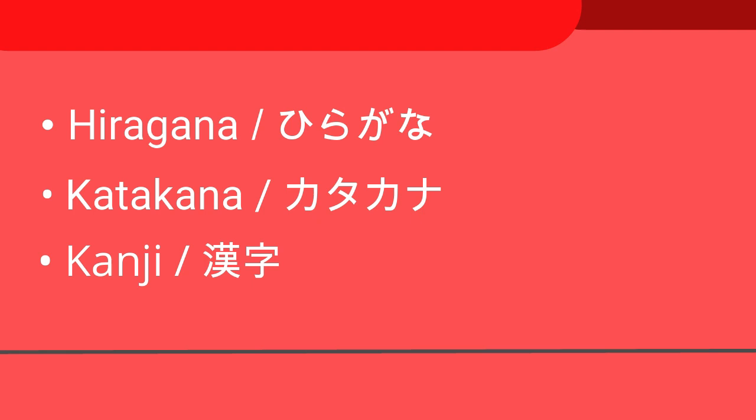In Japanese, there are three main writing systems that we use: Hiragana, Katakana, and Kanji. And in this video, we'll discuss the two original writing systems of Japanese: Hiragana and Katakana.